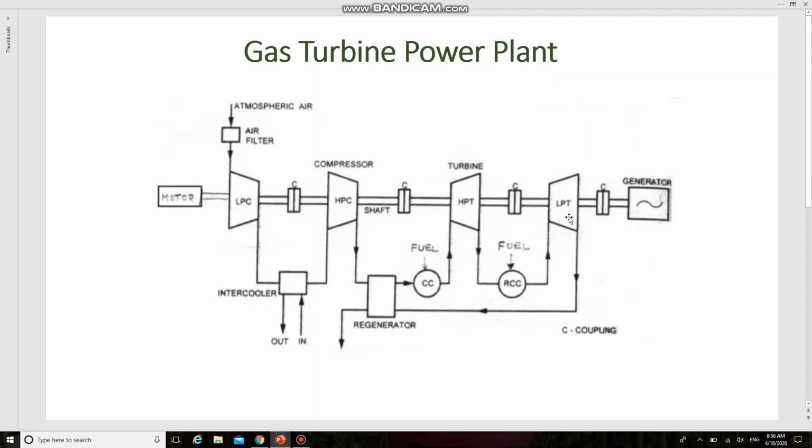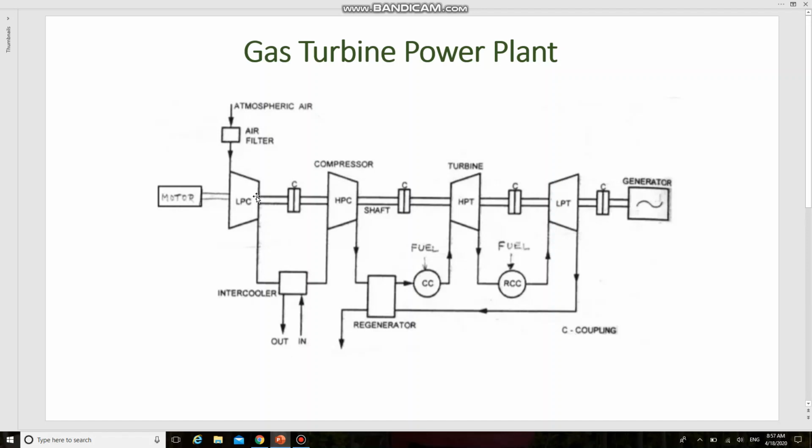In a gas turbine power plant, axial and centrifugal flow compressors are used. In most gas turbine power plants, two compressors are used: one is a low pressure compressor and the other is a high pressure compressor. In the low pressure compressor, atmospheric air is drawn in through the filter. The major part of the power developed by the turbine is used to run the compressor. It may be about 66%.